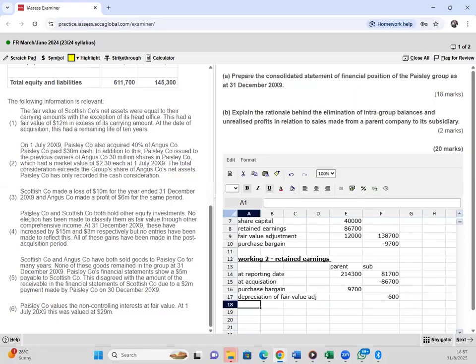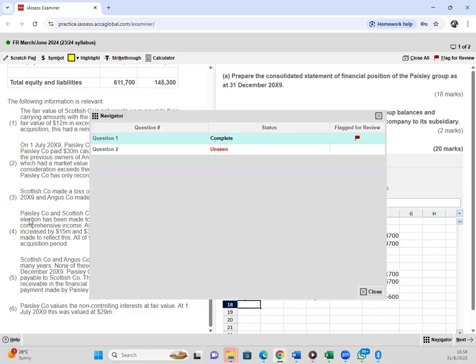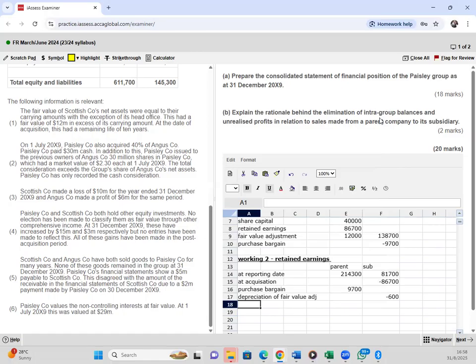Why would someone elect to put the investment through other comprehensive income? It reduces their tax. But if the investment is classified as through profit and loss, it will increase the amount they are supposed to be taxed. So in this case, the investment has not been classified through OCI. It means the gains are taken to profit and loss. So we can say fair value gain. Where is the fair value gain?